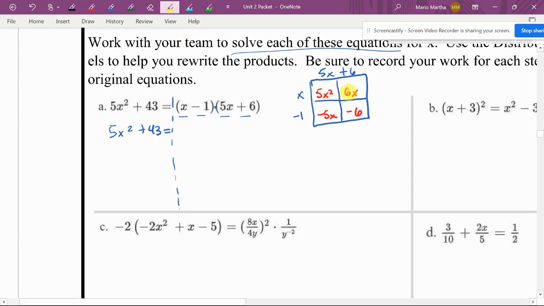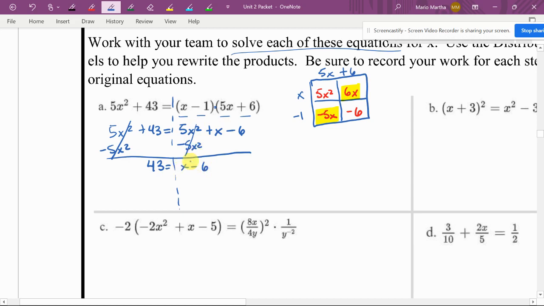Remember to combine the like terms here, 6x and minus 5x. That leaves me with 5x squared, and then positive 6x minus 5x is positive 1x, minus 6. From there, we want to start simplifying again. You want to move all your x's to the same side and all your constants to the opposite side. So here, I'm going to subtract 5x squared from both sides. Let's start off with the big ones. This becomes 0, and you just have 43 left on the left side. And that equals, this again becomes 0, and you just have x minus 6.